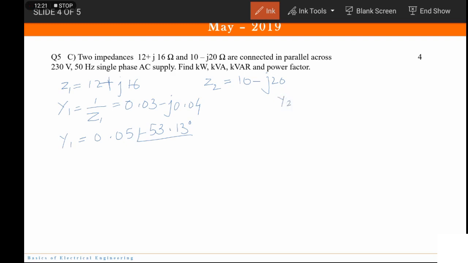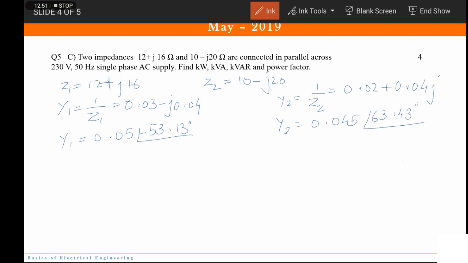Similarly, I will calculate Y2, which is 1 upon Z2. Okay, so when I do that 1 upon Z2, I will be getting it to be 0.02 plus 0.04 J. Again, I will convert it into polar form. So I will be getting 0.045 and angle comes out to be 63.43 degrees.